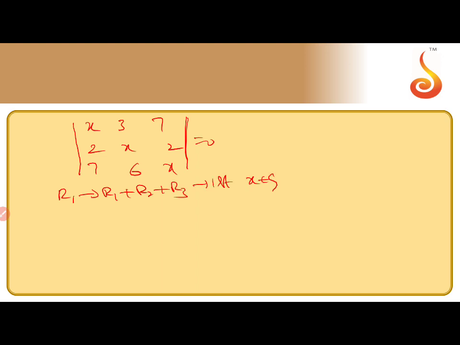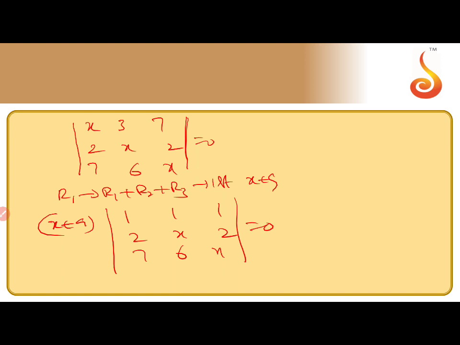What is the question given? x 3 7, 2 x 2 7, 6x equal to 0. What am I doing? R1 as R1 plus R2 plus R3. The first row becomes x plus 9 and take out common x plus 9. I am taking a direct step. So I take x plus 9 common. Means 1, 1, 1, 2, x2, 7, 6x equal to 0. So x plus 9 is already a factor.